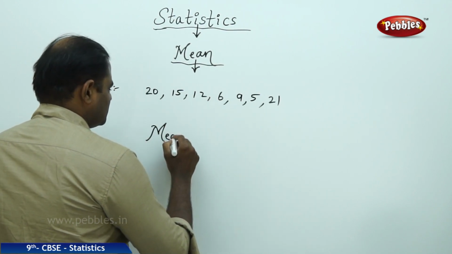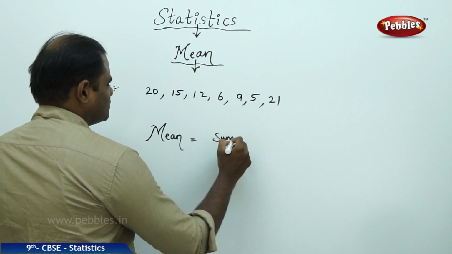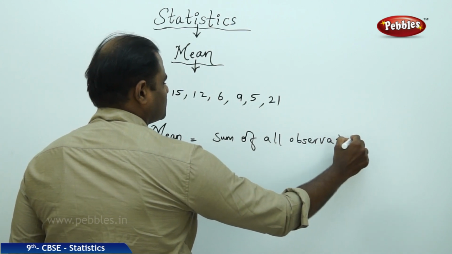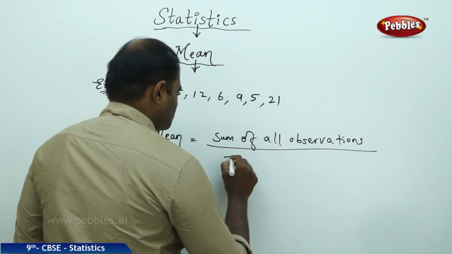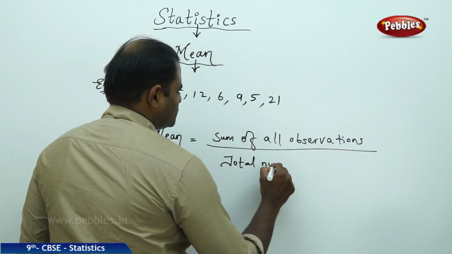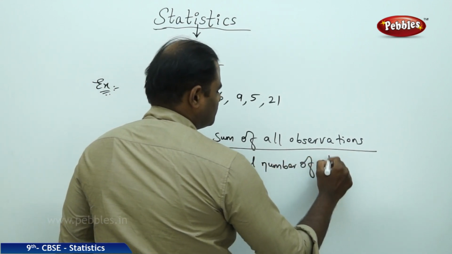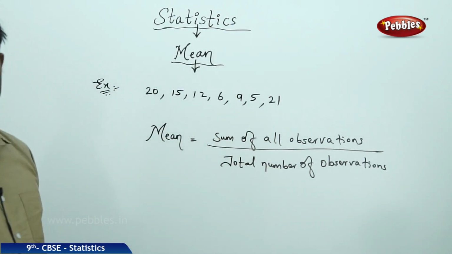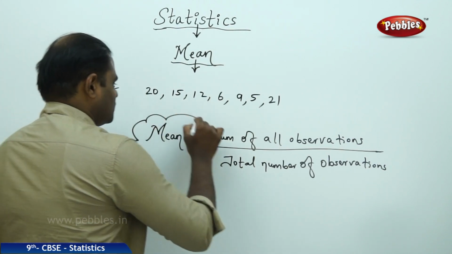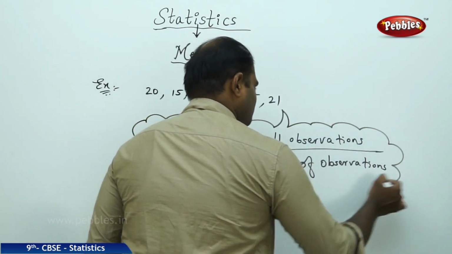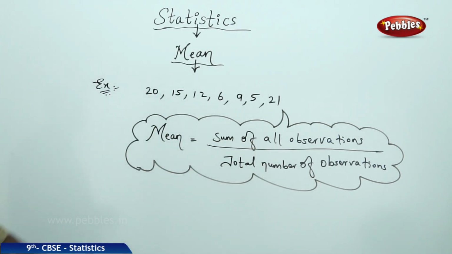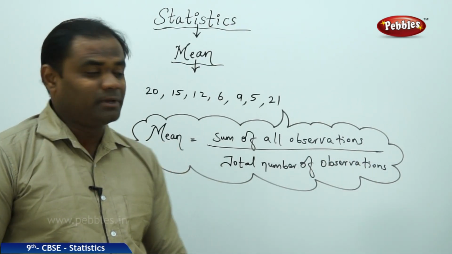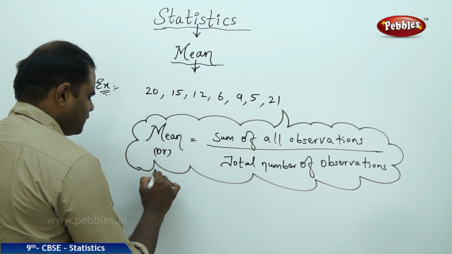So here mean is defined as sum of all observations by total number of observations. This is how I define the formula for mean. Mean is sum of all observations by total number of observations, or mean is also referred to as average.